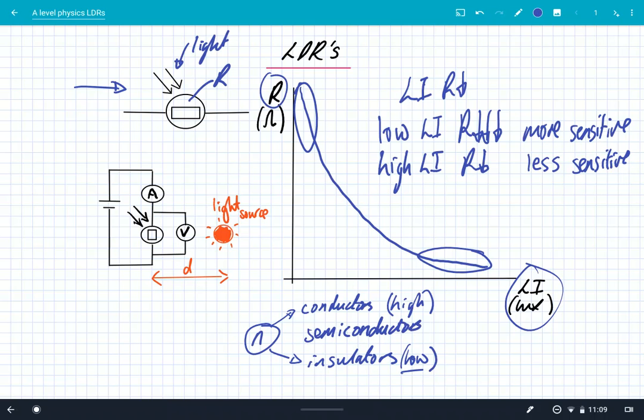And when you shine light on them, more intense light, you actually increase the number density of free electrons. Therefore, they're able to conduct better. Higher conductivity means a lower resistance.